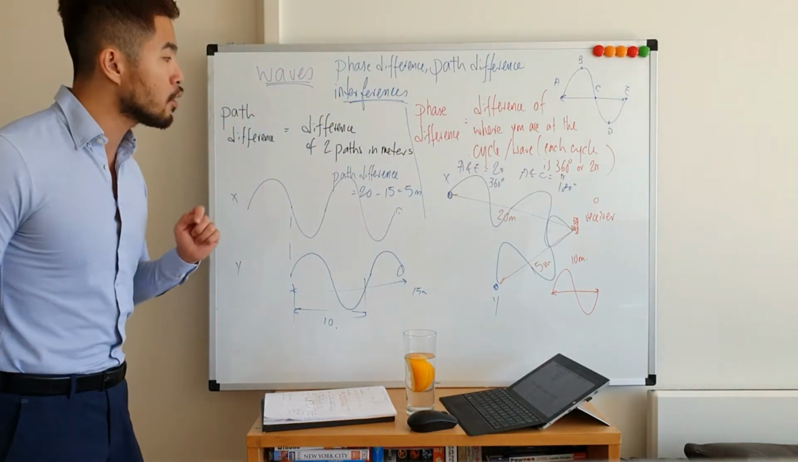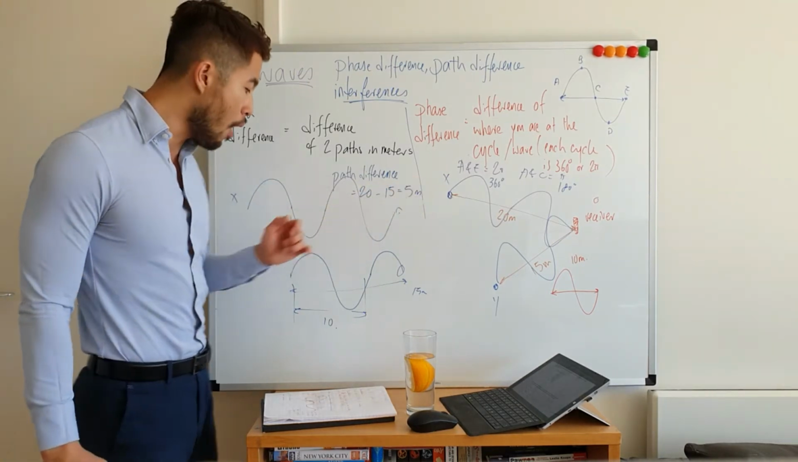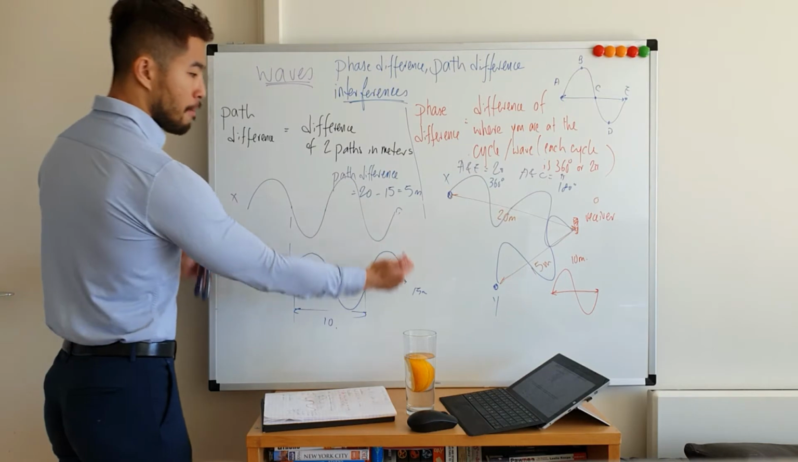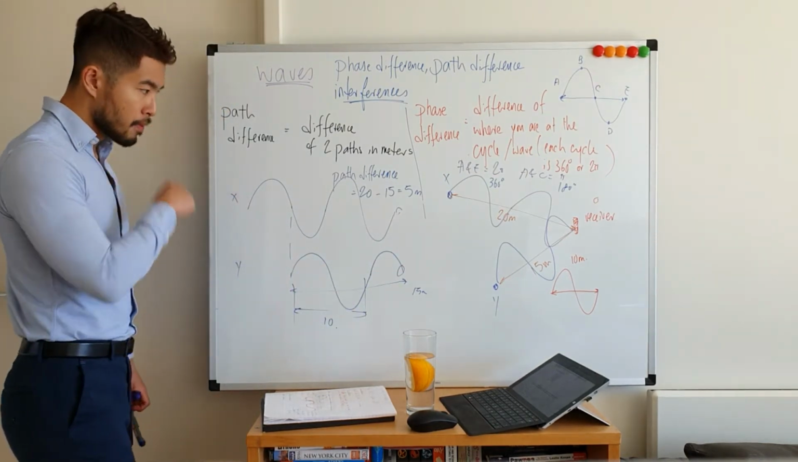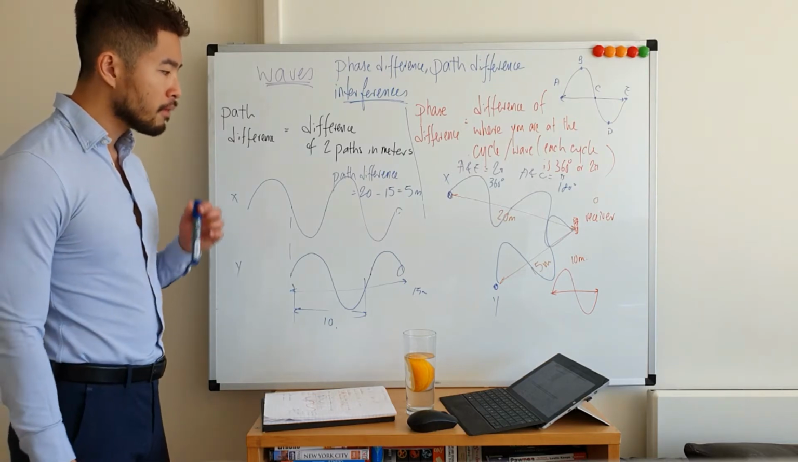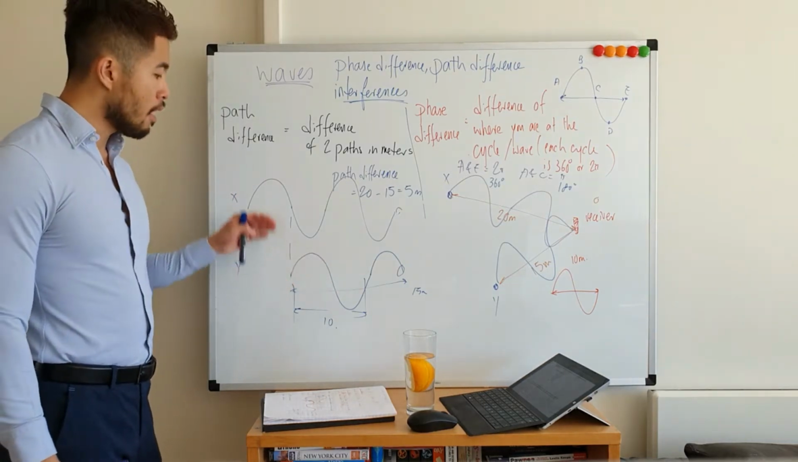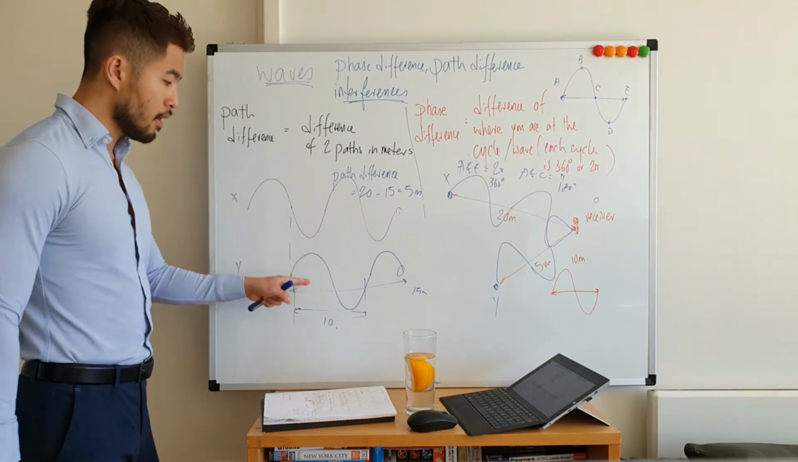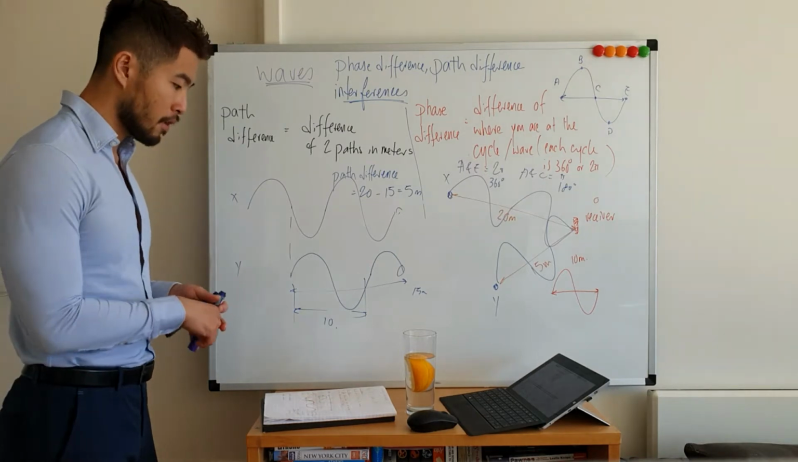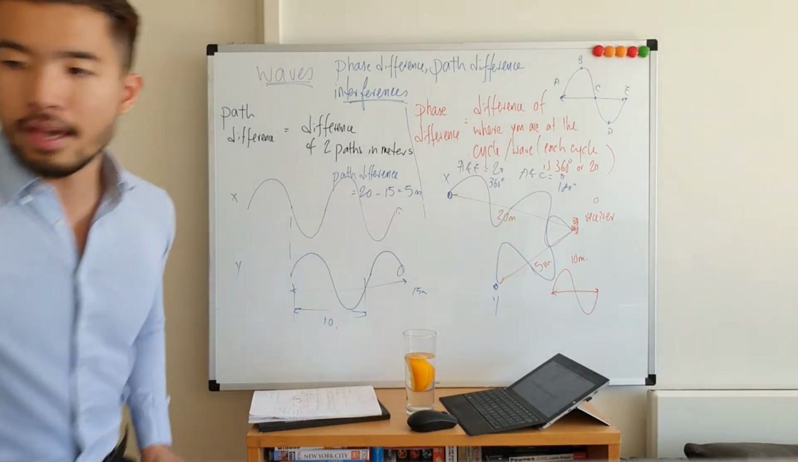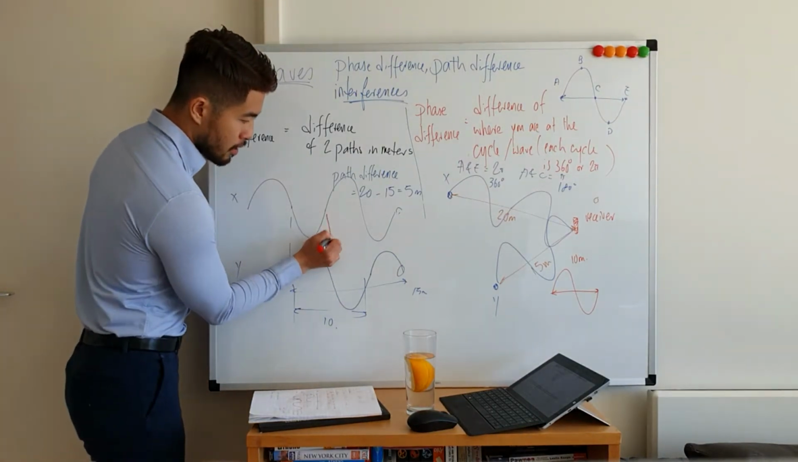Firstly, let's look at the path difference. The path difference is 5 meters. Why? Path 1, path 2, the difference is 5 meters. Now, if I just look at these two waves, how far ahead is this wave compared to this wave? Okay, let's look at our wave in here. This is one cycle.